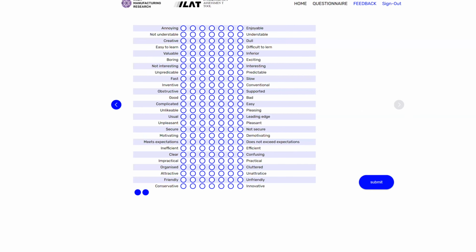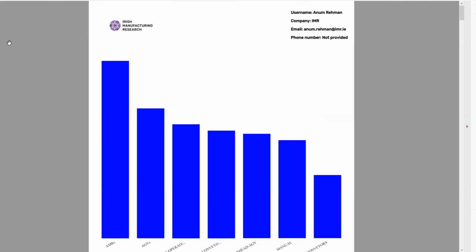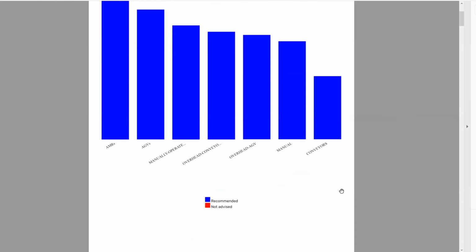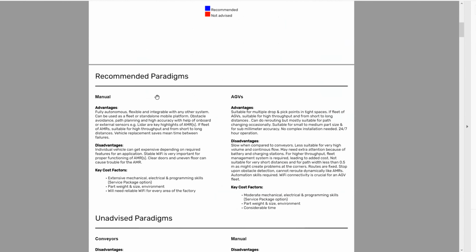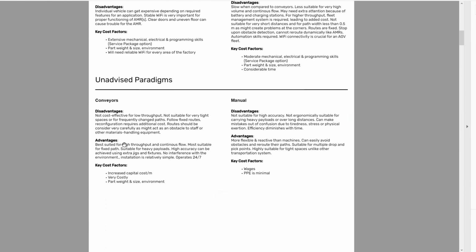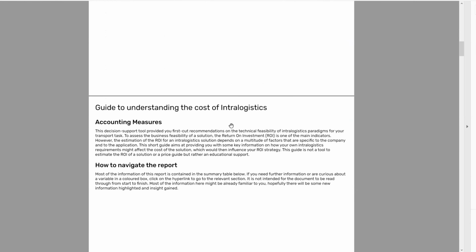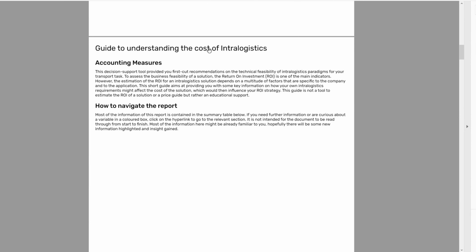And let's have a look at the report that was downloaded. So first you'll have the result from your assessment here, where it shows here the histogram for your result. And then if you scroll down, you'll get more insights on the recommended paradigms and the unadvised paradigms. And after that, there's a guide on how to read the influence of different factors in terms of cost for different paradigms.